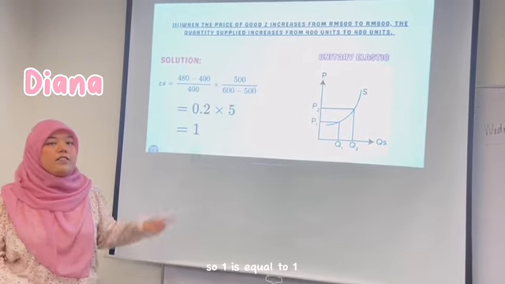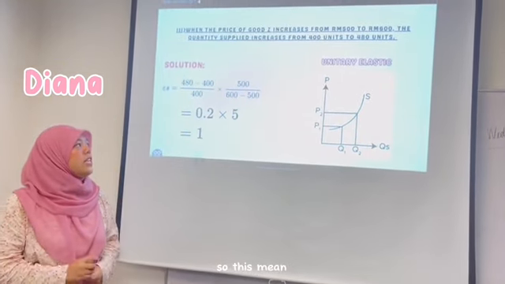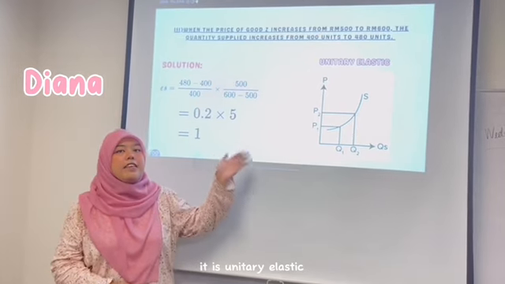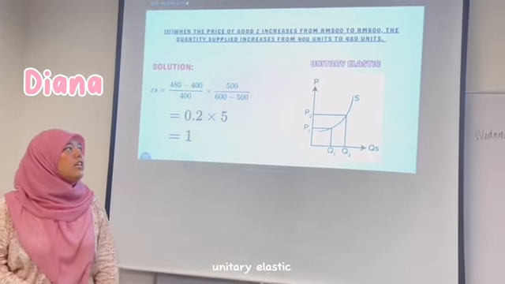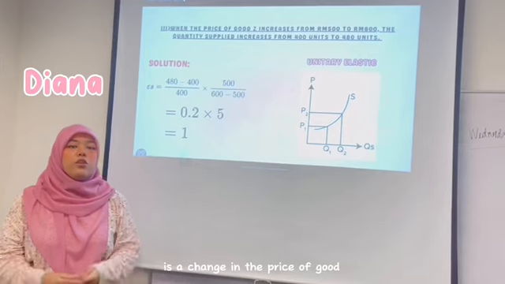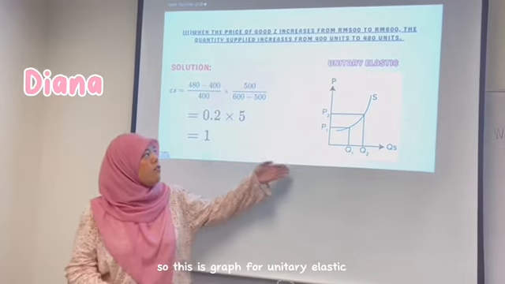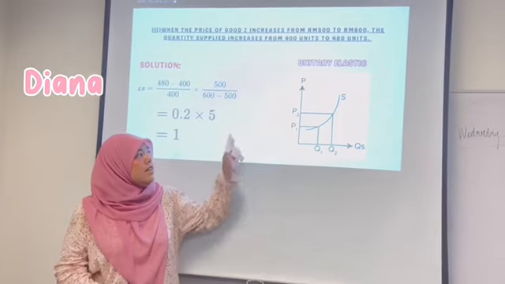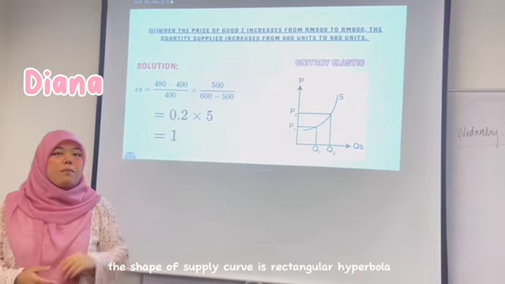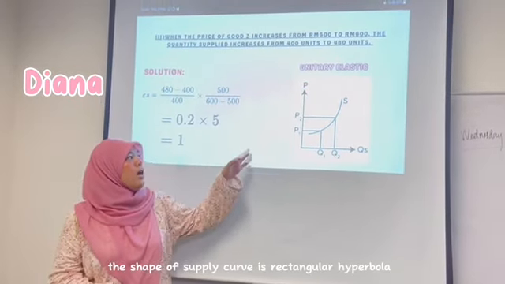So 1 is equal to 1, so that means it is unitary elastic. Unitary elastic is when a change in the price of a good causes an equal change in quantity supplied. So this is the graph for unitary elastic. The shape of the supply curve is a rectangular hyperbola.